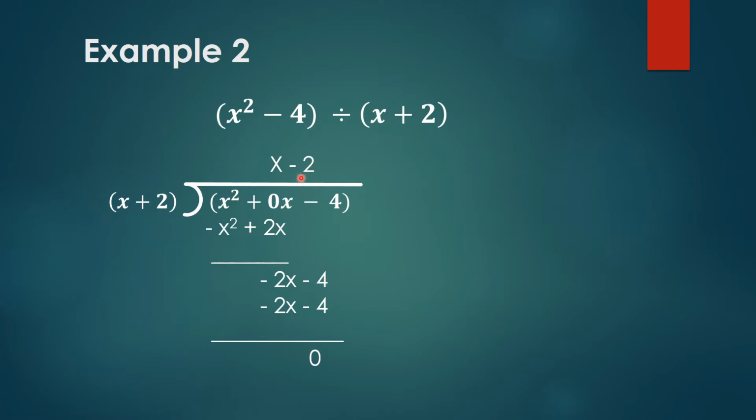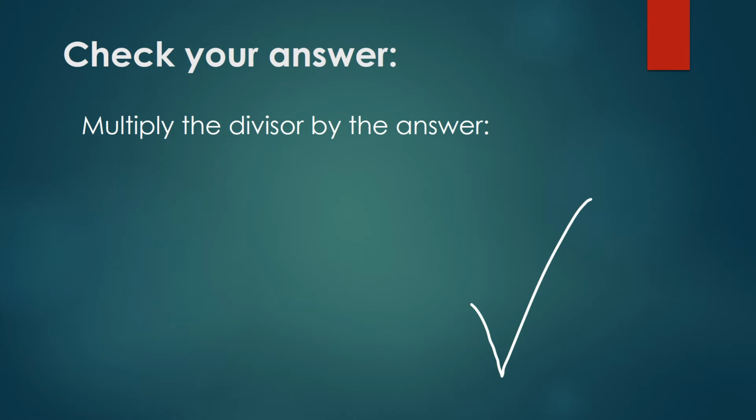Then when we want to check that this answer is right, we take this binomial x minus 2 and we multiply it by x plus 2. And of course it should give us this dividend, x squared minus 4. And there's our check. So x plus 2 times x minus 2.